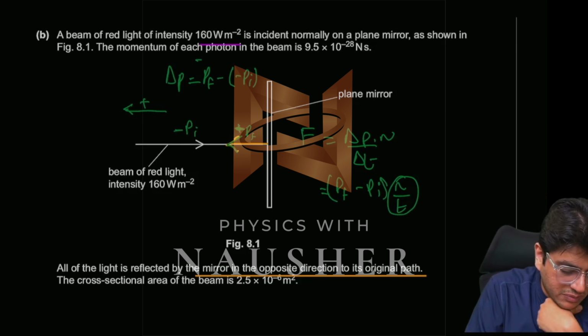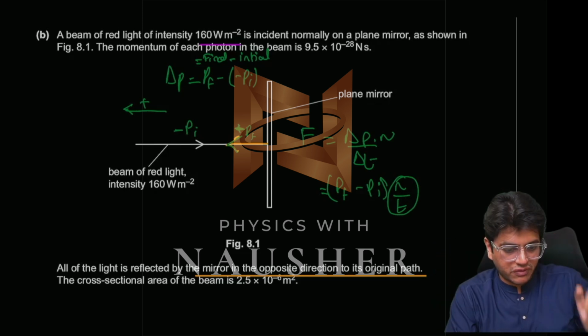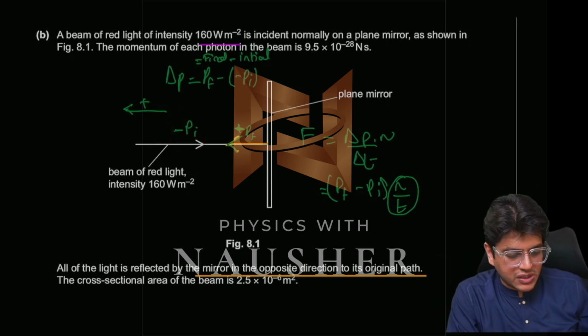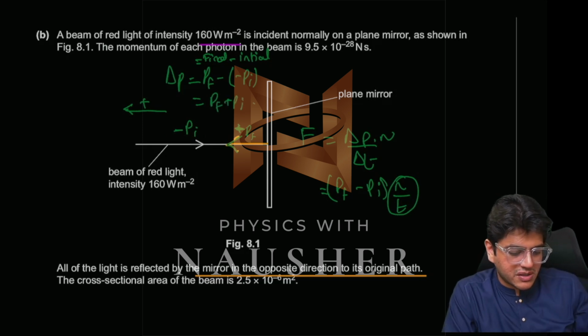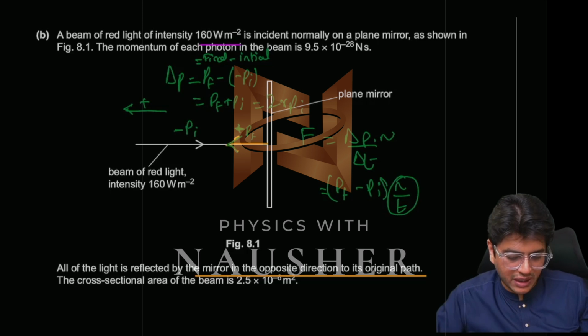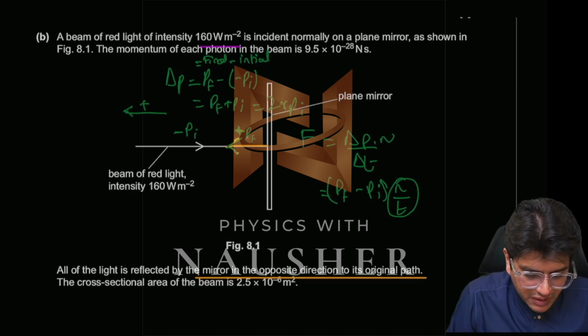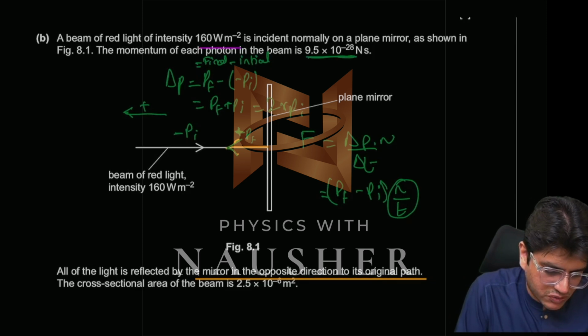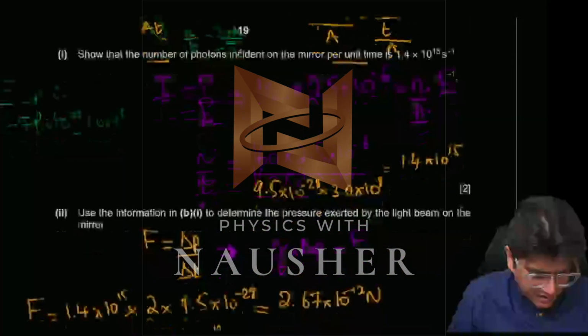So change in momentum is final minus initial momentum, but you must understand that the two vectors are in opposite directions, so one of the vectors will have a negative sign. So it's actually going to be Pf plus Pi, and because the momentum is the same, you can say 2 times Pi, 2 times the initial momentum. So your initial momentum was 9.5 × 10⁻²⁸. To calculate this, you will do 2 times the initial momentum times n/t, and that's exactly what I've done here.